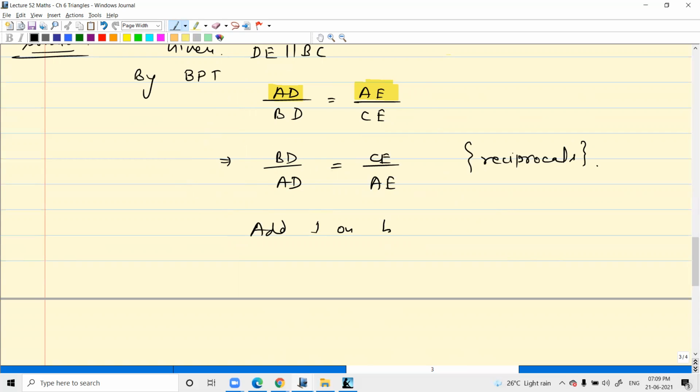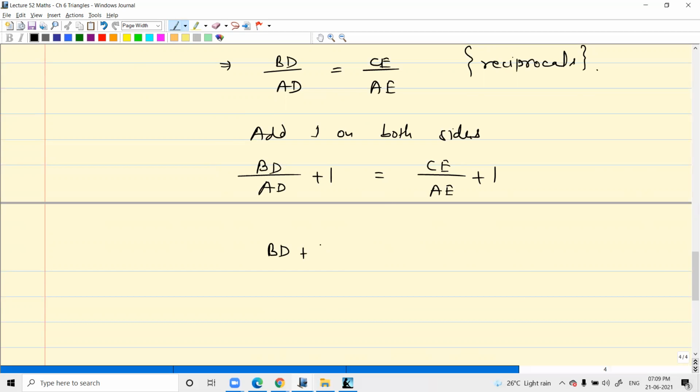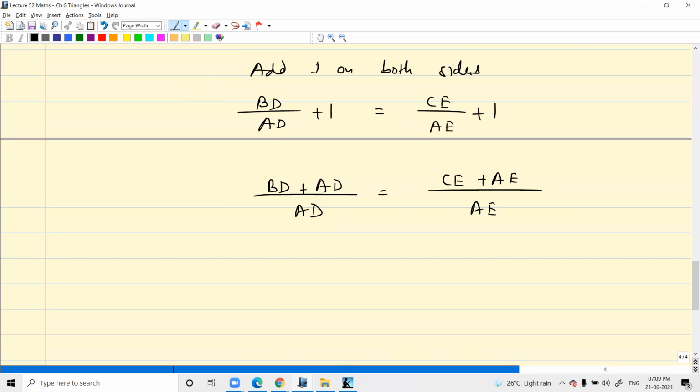Add one on both sides. So I can write it as BD by AD plus 1 is equal to CE by AE plus 1. This will become plus AD. All of you are okay with this? Anybody needs help? Confirmation? If you need help with any particular step, you will let me know. I'm assuming that you have understood this because you're not asking me anything.